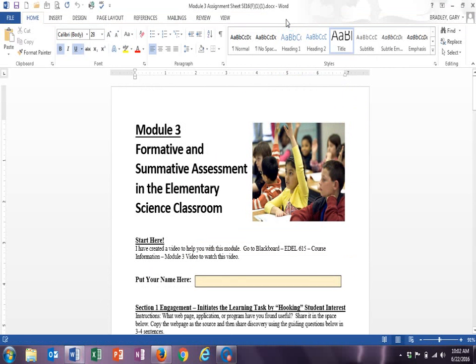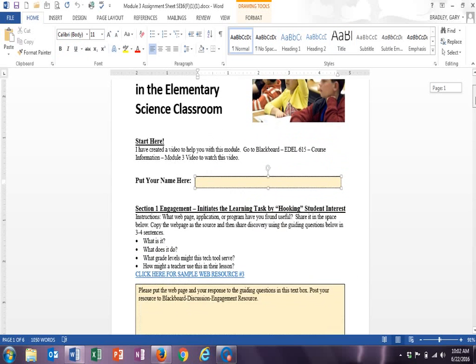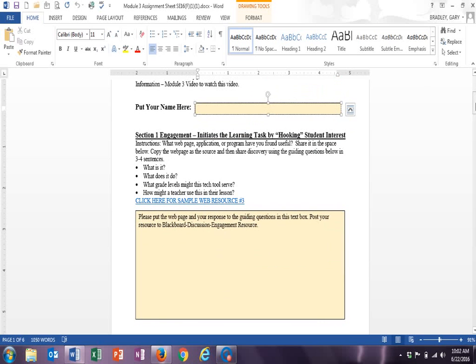you will see that today's module is about formative and summative assessments. Do put your name on these sections, and that is very helpful to me. And then let's begin with section 1, engagement. I've got a sample web resource that I like. Click on that, take a look and see if that's anything that might be helpful for you.